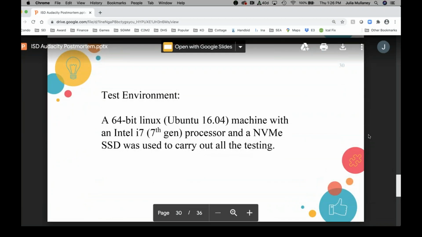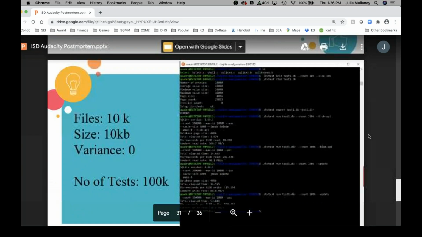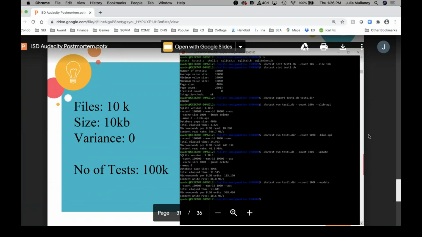Right, this was the test environment, a 64-bit Linux machine and an Intel i7 processor. Let's move on. Yeah, these are just the numbers that we found out. I have a summary that I think we should go to, otherwise I'll eat up a lot of time of Aayush, and I don't want to do that. So let's move on.